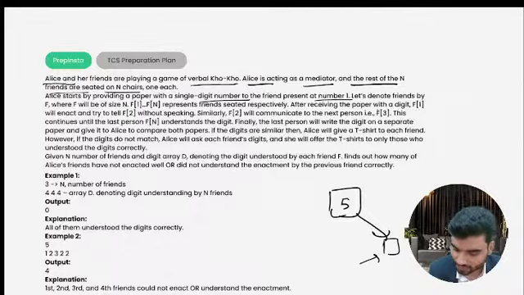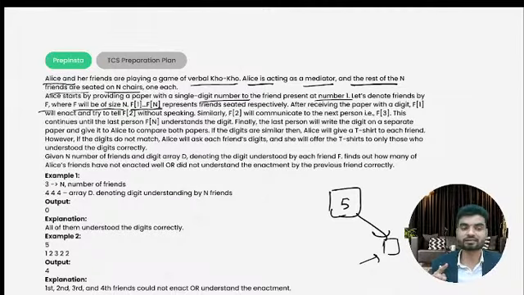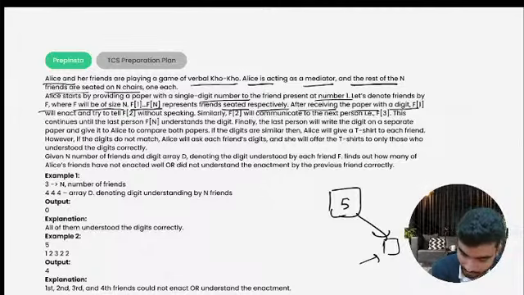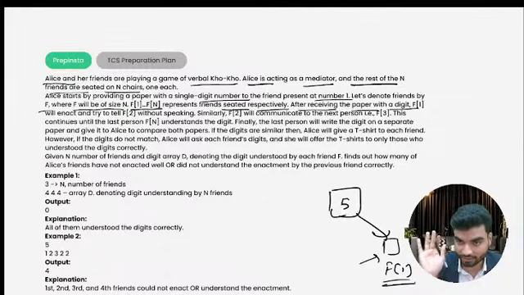Let's denote friends by F, and F will be of size N. So F is an array where we will have all the friends, and the size of the array is N. You will have values from 1 to N, which means it's not a 0-indexed array, it's a 1 to N indexed array. After receiving the paper with the digit, f1, the first one, will receive the chit.